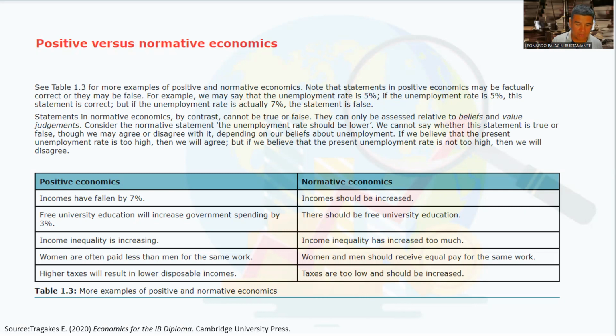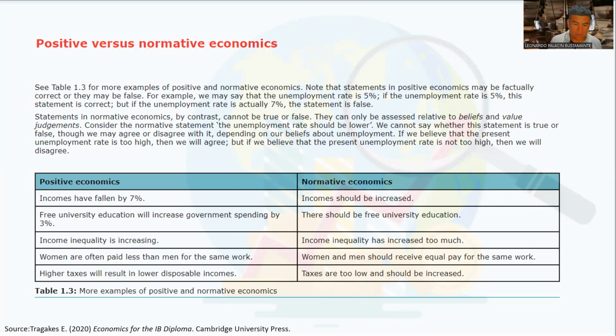Okay, you can read a table. Incomes have fallen by 7%, positive economics. By contrast, incomes should be increased, normative economics. On the one hand, free university education will increase government spending by 3%.